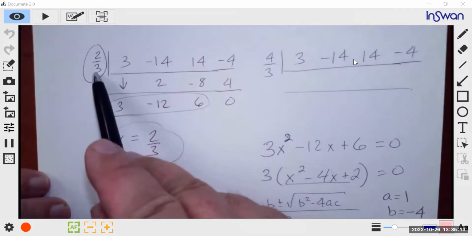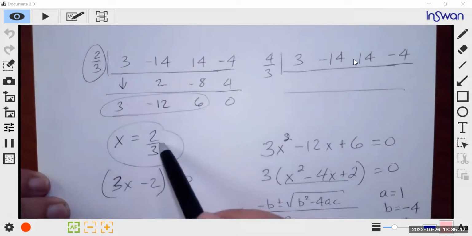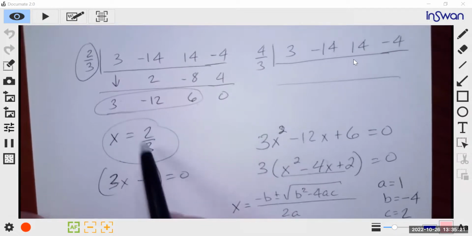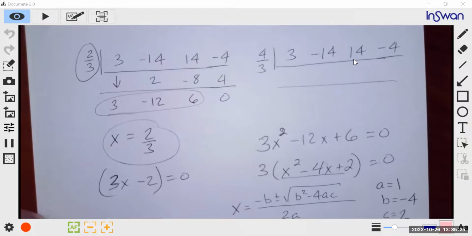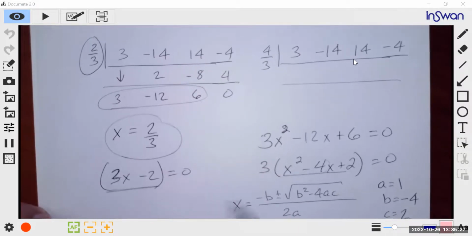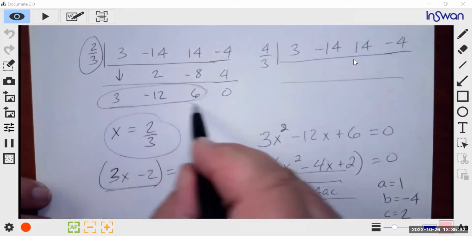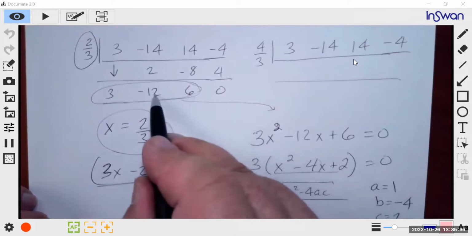At 2/3, we get a 0. So we know that 2/3 is another solution, which, if we factor it, we multiply both sides by 3 and subtract 2. So this is a factor. And all we have to do now is look at this equation. That's what we did here. Since it's quadratic, constant x squared.